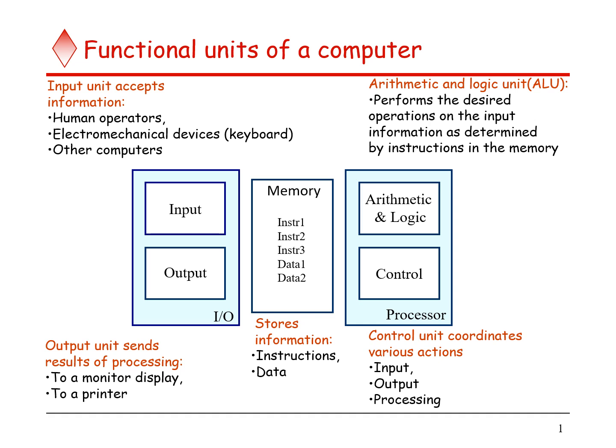So input unit accepts the information from the human operators, or it can be an electromechanical device like keyboard, or it can be from another computer. And output units, we have already seen, it is a printer, a display, all these are considered as output units. Now the memory is the one which stores the instructions as well as the data. And the processor consists of ALU and control unit.